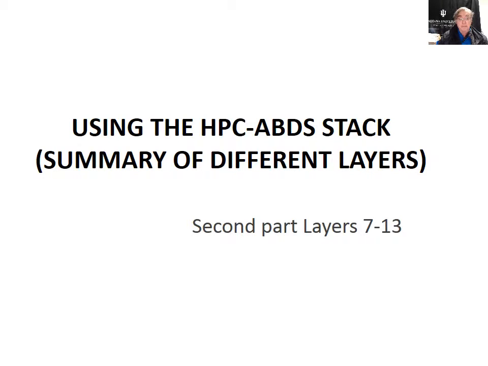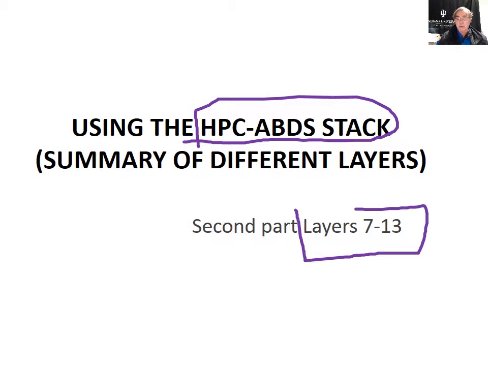Okay, here we are. We're looking at the HPC ABDS stack. We're on to layers 7 through 13. As we'll see on the next slide, these cover several very important areas.